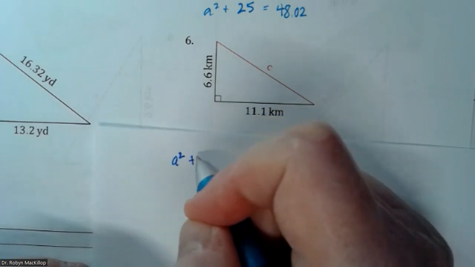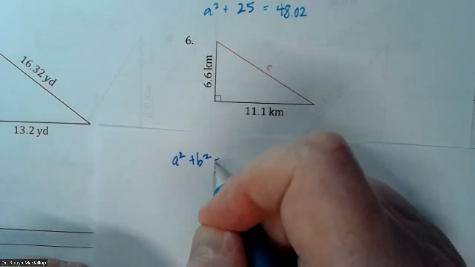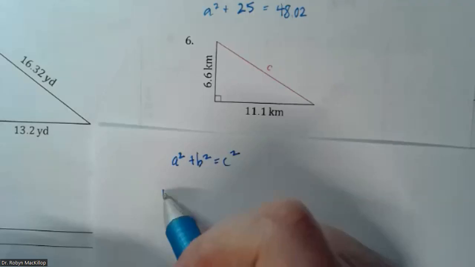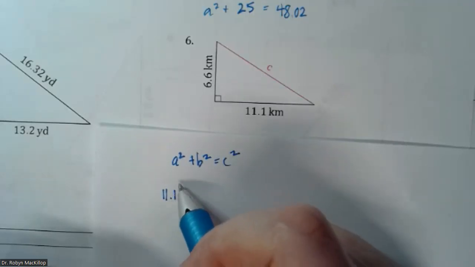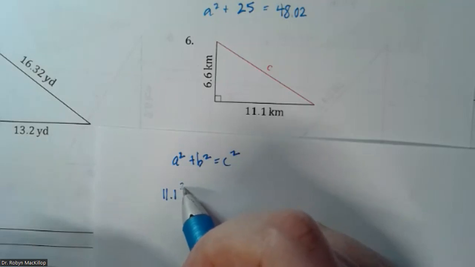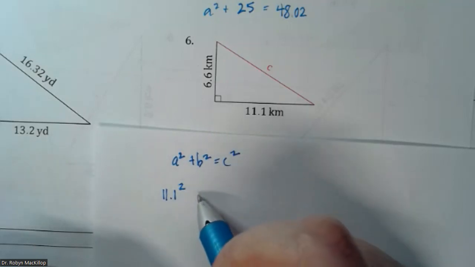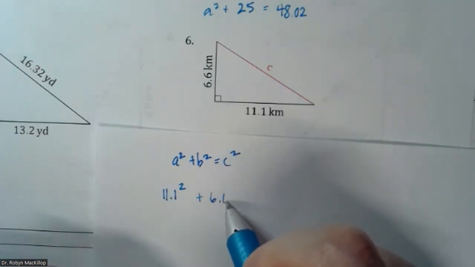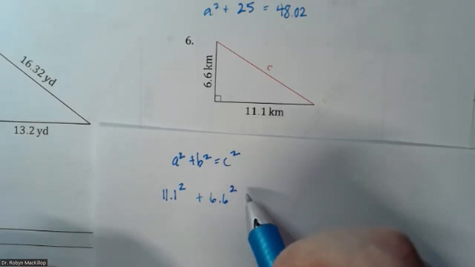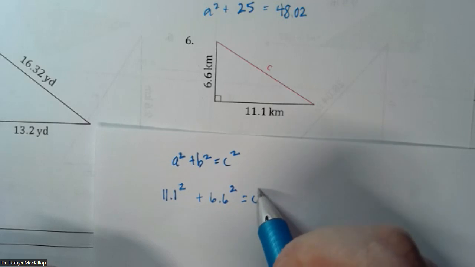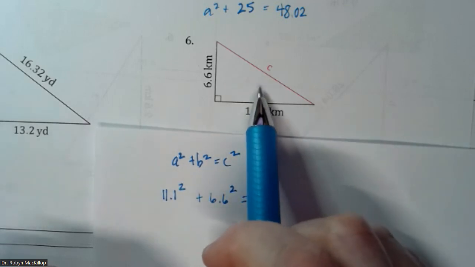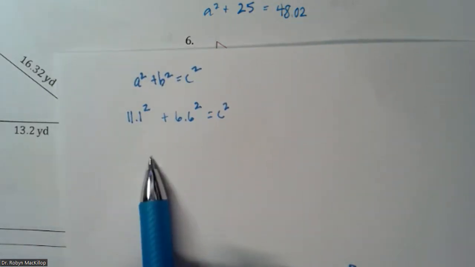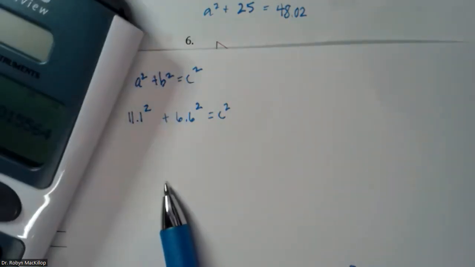And again, we are looking at a squared plus b squared equals c squared. And they gave us a, we're going to say 11.1. That's the measurement. The exponent is from the formula. Plus b. B is 6.6. The exponent is the formula. And we are looking for c squared. So we're going to figure out these numbers based on their exponents.